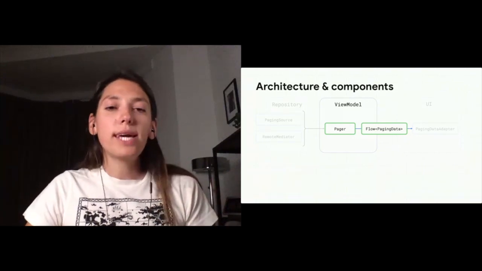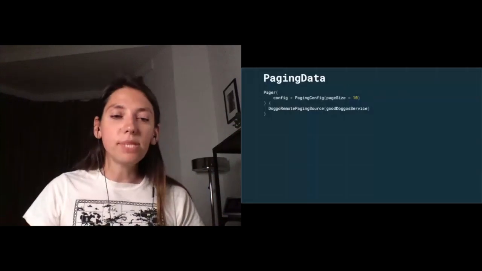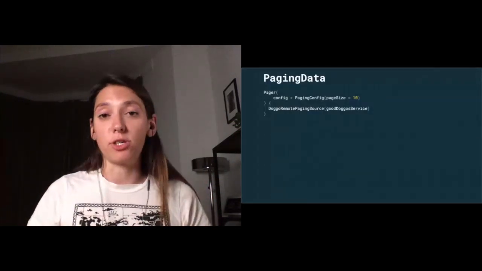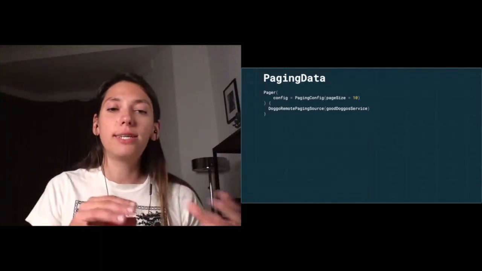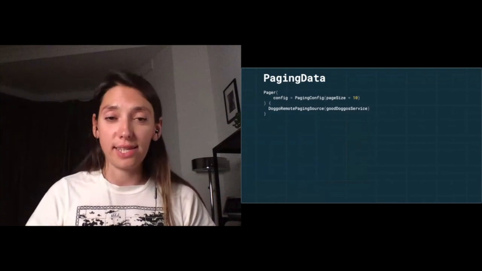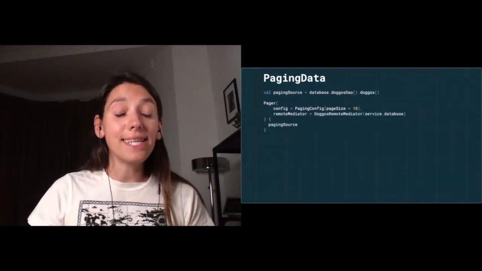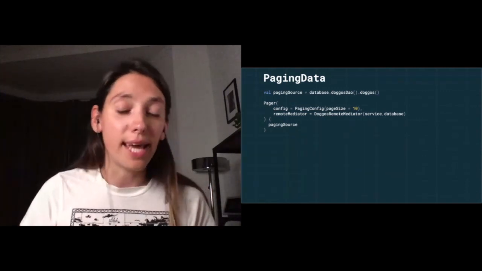So let's see how we can configure paging to use this data source. The primary entry point for paging is the pager. We construct the pager based on a paging configuration and the function that creates a data source. If you're using a remote mediator and the database is your source of truth, make sure you pass them both, like I have here in the slide.